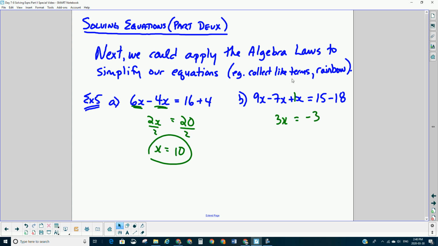So using our like terms and simplifying, we've taken a complicated equation and simplified it into just 3x equals negative 3. Divide both sides by 3, and we get x equals negative 1, because a negative divided by a positive is a negative 1.